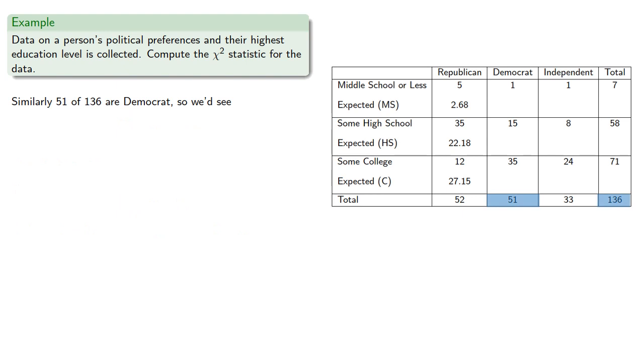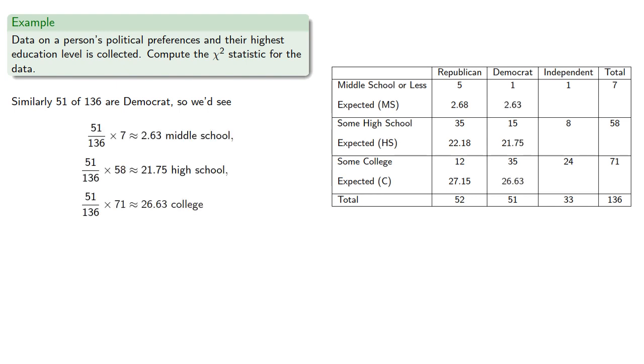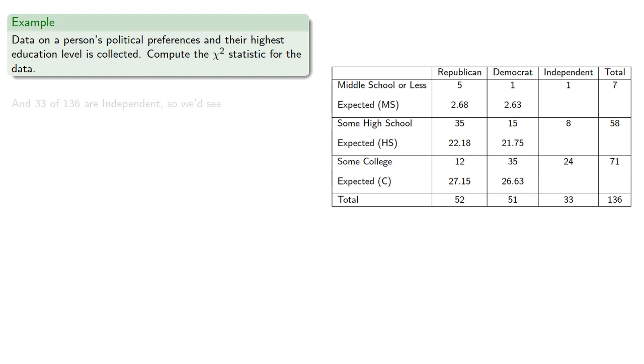Similarly, 51 of 136 are Democrat, so we'd see 51/136 of those who finished middle school, high school, or college to be Democrats. And 33 of the 136 are independents, so again, we could compute the expected number who would have completed middle school, high school, or college.